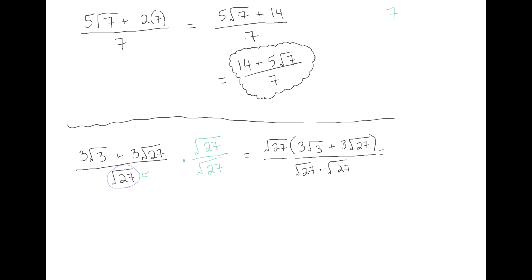Okay, so on the top, I have 3 times 1, there's an invisible 1 here. 3 times whatever 27 times 3 is. 81. 3 times the square root of 81 plus 3 times, I don't know what 27 times 27 is, but since it's the same exact thing, it's gonna come out anyway. It's gonna come out of the square root sign and just be a free 27.